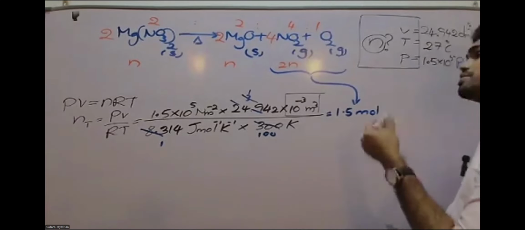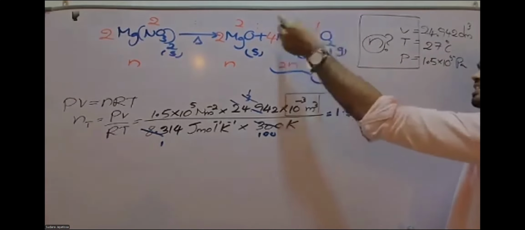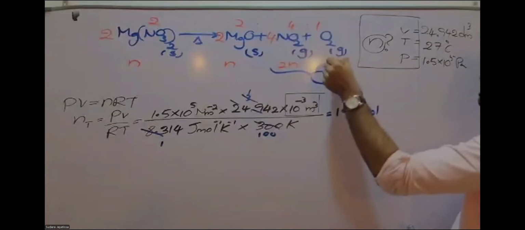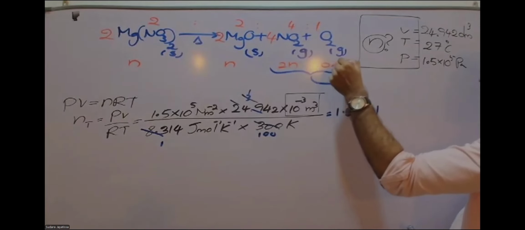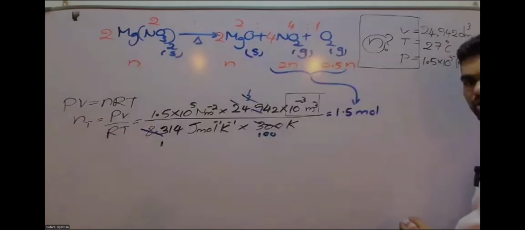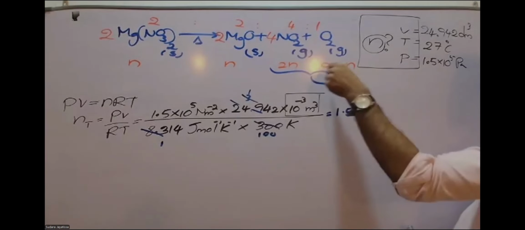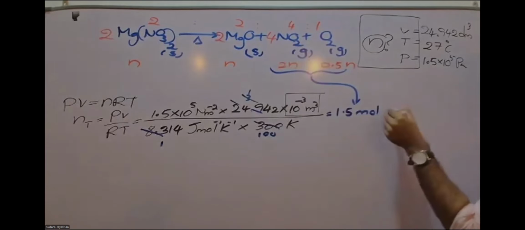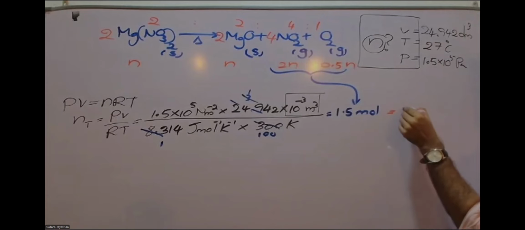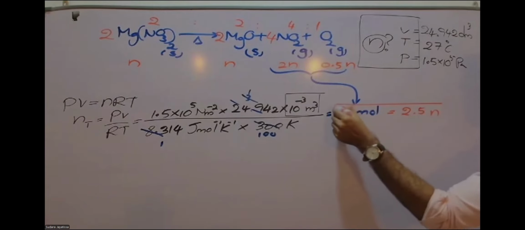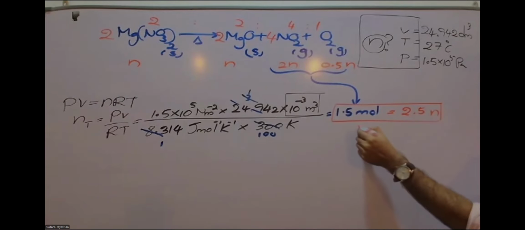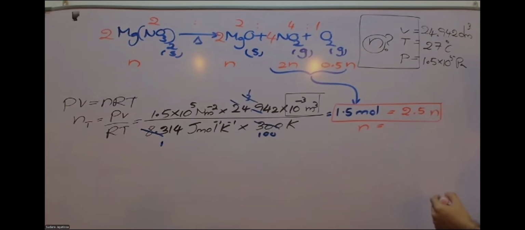And how many moles of oxygen? It is 1 here. Ratio 2:1. So that means n divided by 2, or you can say 0.5n. So the total gas number of moles is equal to what? 2.5n.